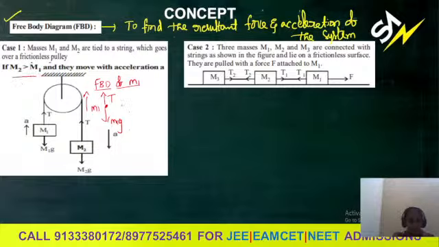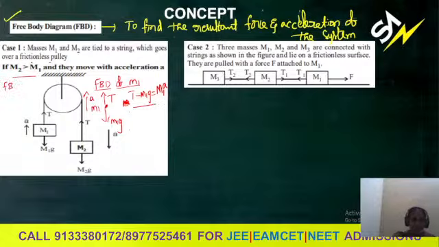So we can write the force which is along the direction of motion as positive, opposite to direction of motion as negative. Now T is along the direction of motion, so T minus M1G. M1G is the weight force, T is the tensional force, will be equal to net force acting on that object. Net force is mass into acceleration. So this is equation 1.